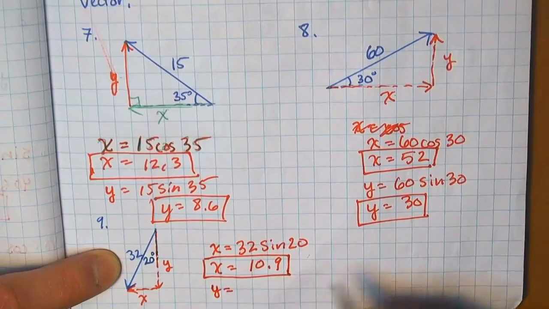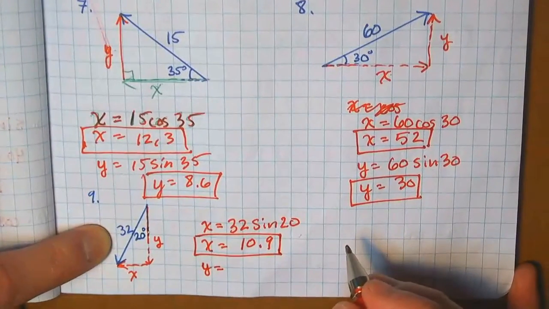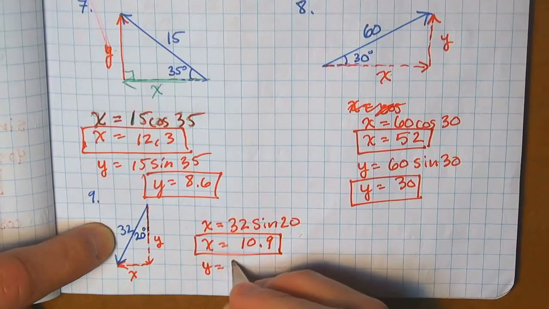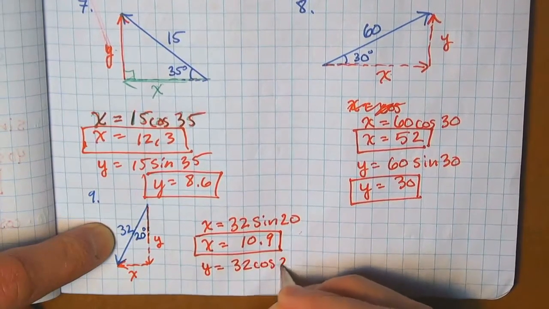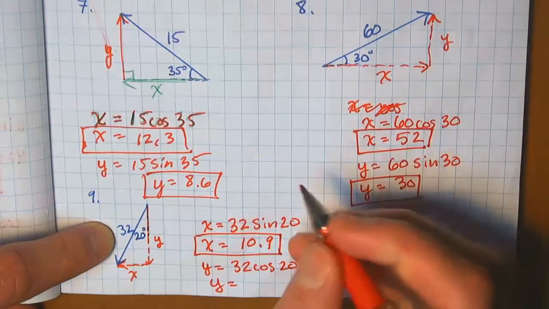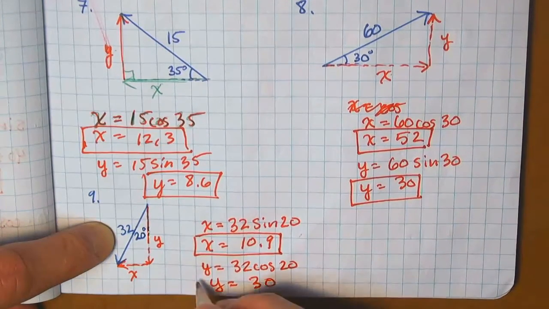And y is going to be equal to, let's see here, 32 cosine 20. That's just equal to 30.